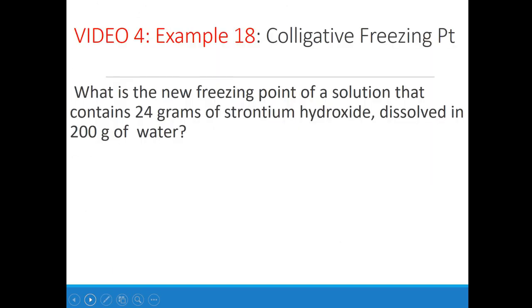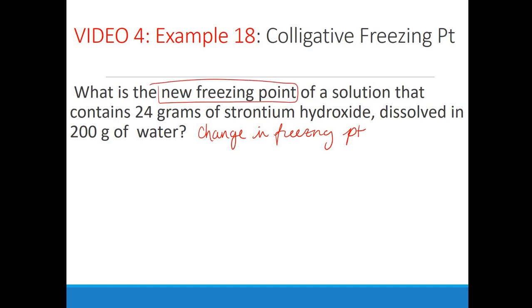Okay, so this one, I want you guys to go through and calculate it, try on your own, and calculate the change in freezing point. Okay, it's asking for the new freezing point, so I'm going to have you guys calculate the change in freezing point first, and then we'll go through how to calculate the new freezing point.